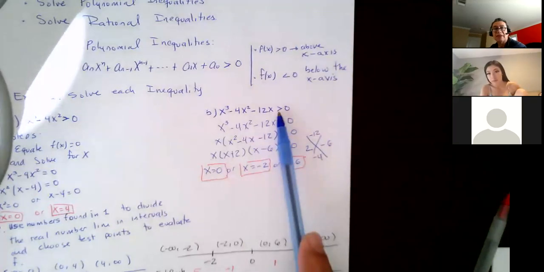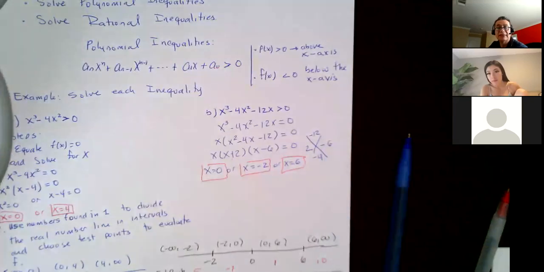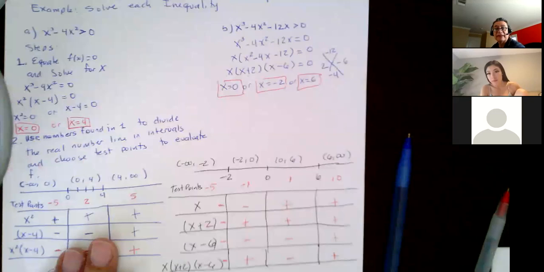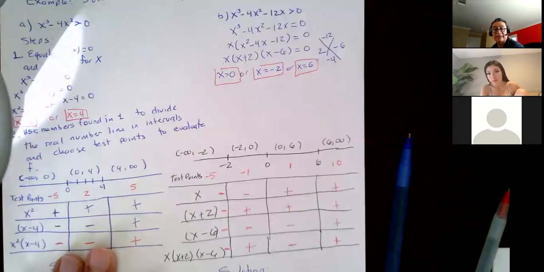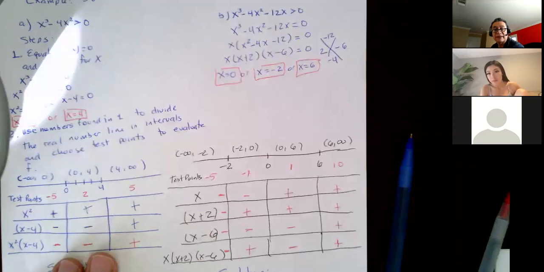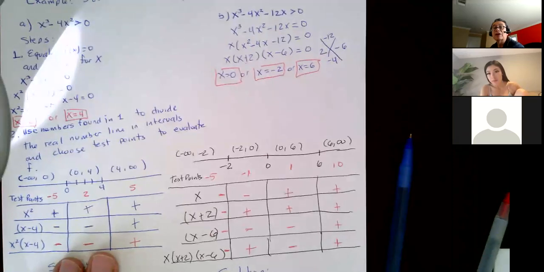Yeah. All right. Professor Rivera, I have a question for you. So if it was less than 0, then it would be negative infinity to negative 2 and 0,6, right? Yes, definitely. You are correct. So you only go off the last row.